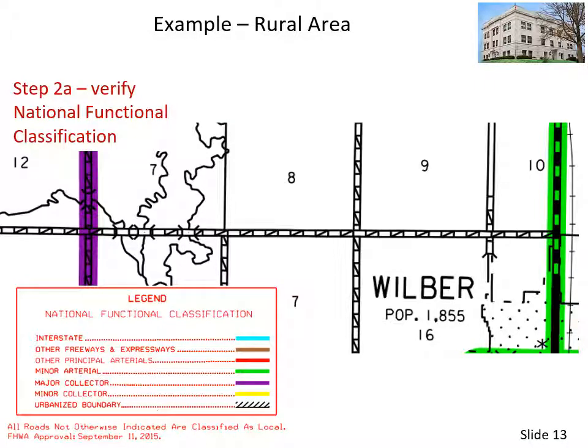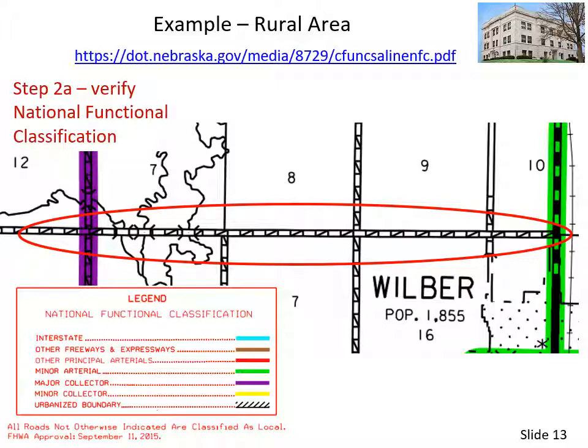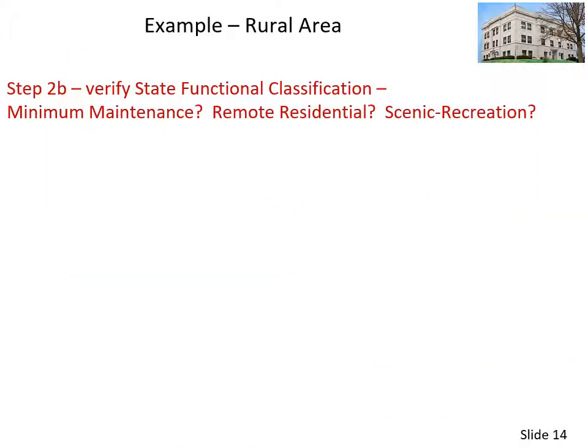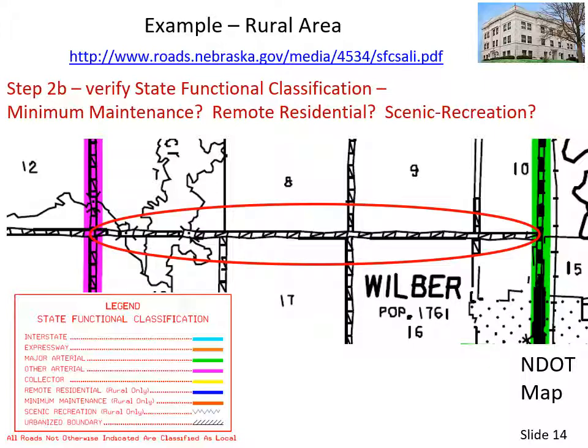Find the Saline County National Functional Classification Map on NDOT's online map library. The National Functional Classification is local, because the road is not color-coded. Refer to the note below the legend. If you are unsure the road is one of the optional state functional classifications, check the State Functional Classification maps for Saline County. The road is not colored or marked, therefore it is not one of the state's optional classifications. This confirms that the road is classified as local on both systems, the national and the state.